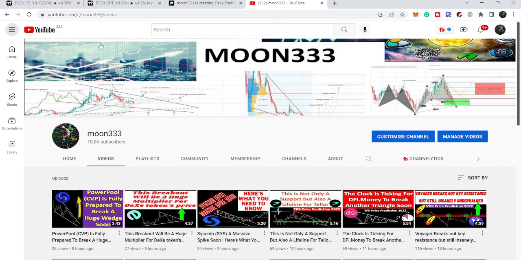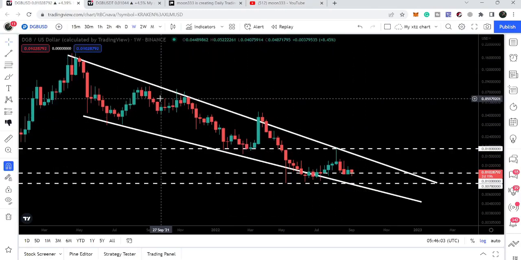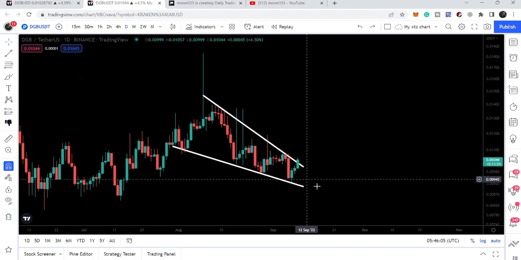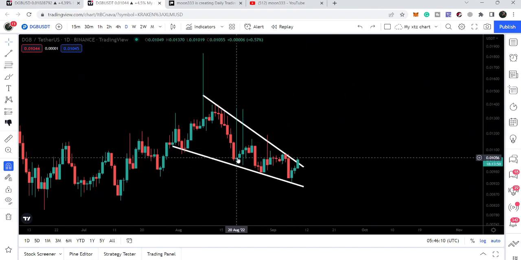In today's analysis, we will once again take a look at this big falling wedge pattern on the weekly time frame and on the daily time frame. Right now, DigiByte is breaking out the resistance of another falling wedge pattern.